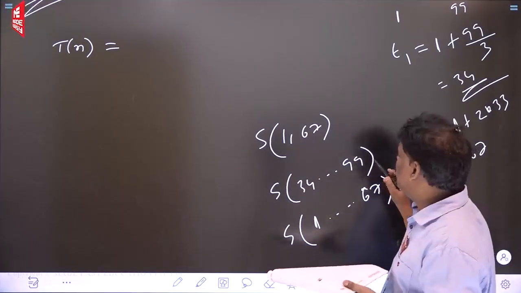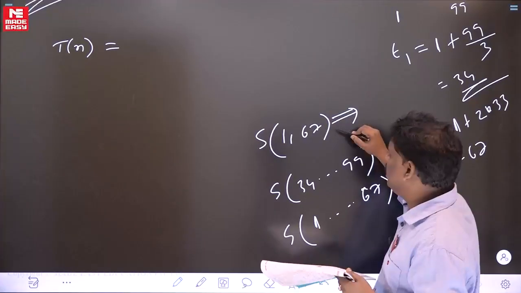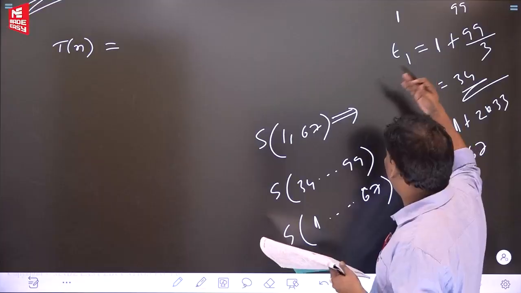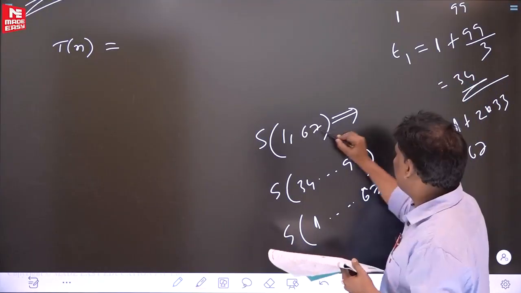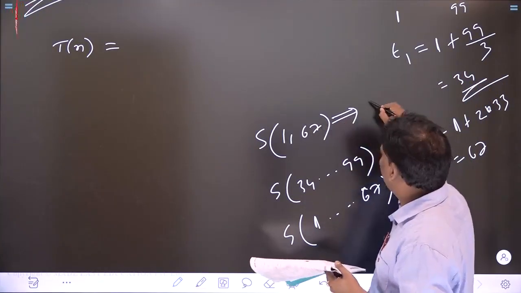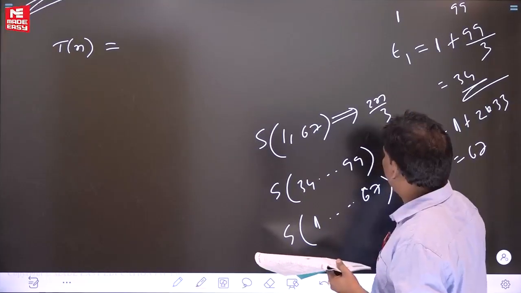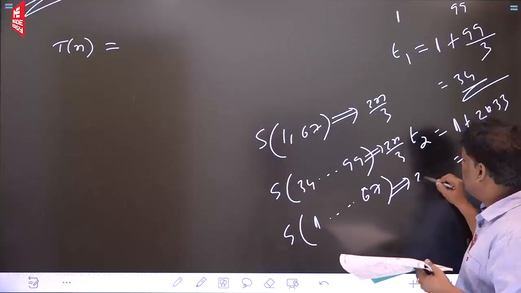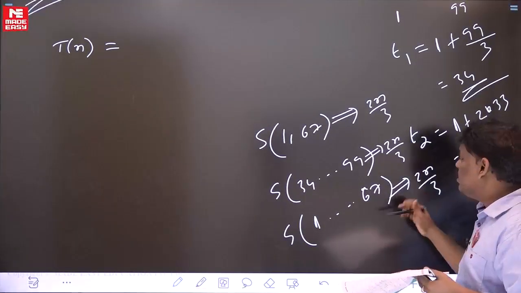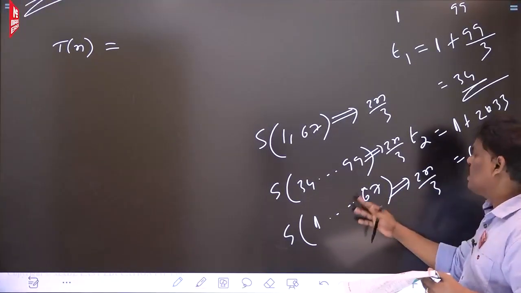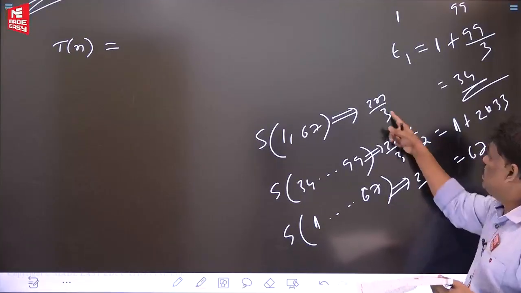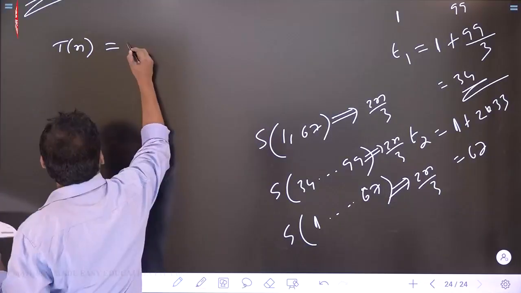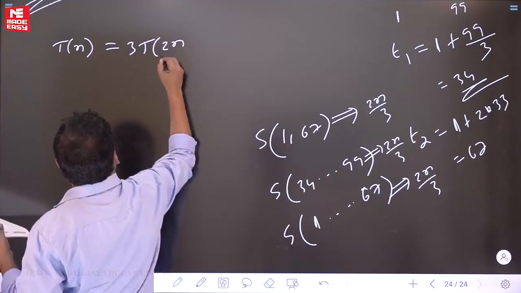If you observe clearly, how many elements are there? Approximately, total elements are assumed to be n. You are dividing into 3 parts, n by 3, n by 3, n by 3. If you observe clearly, it is almost double. What is the answer? 2n by 3. You can check 2n by 3. Actually, n by 3 is 66, plus or minus 1, don't bother. So 2n by 3, 2n by 3, 2n by 3. I think the problem is over. What is the answer? T(n) is equal to 3T(2n by 3).